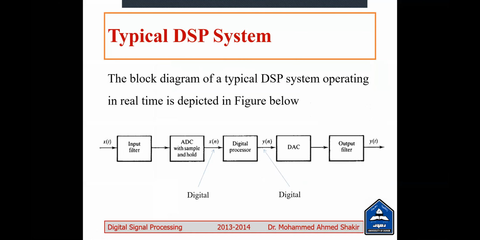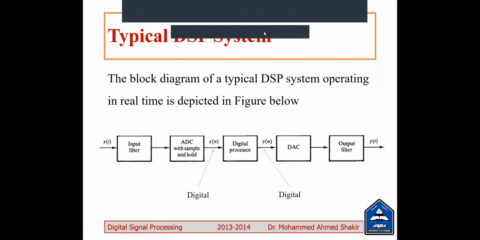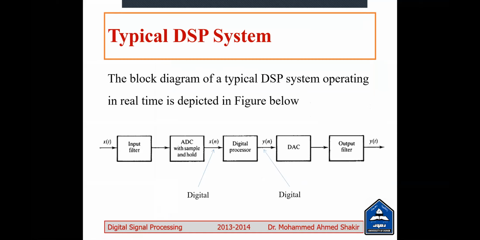A typical DSP block diagram consists of the following blocks: input filter, ADC with sample and hold, digital processor, D2A converter, and output filter. At the beginning, the input filter will be a low-pass filter, also called an anti-aliasing filter. Of course, we have a lecture about aliasing.